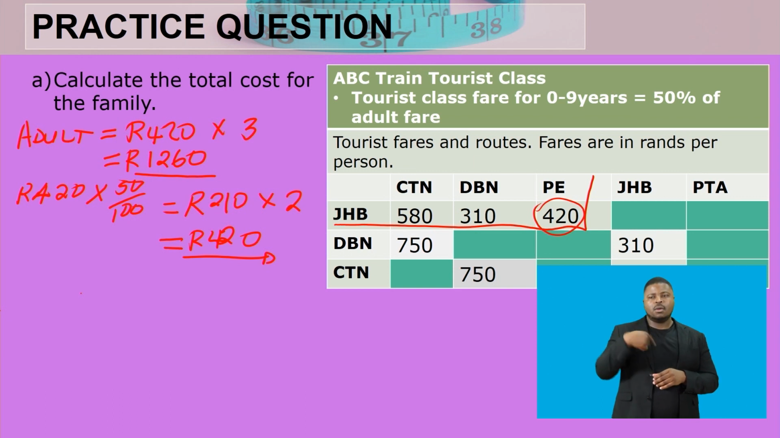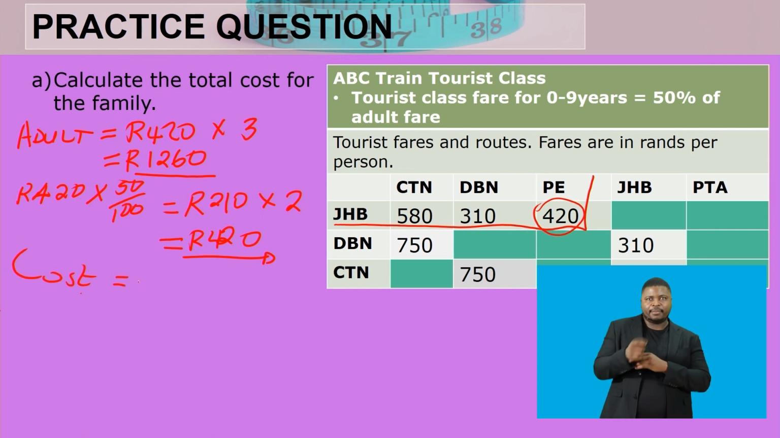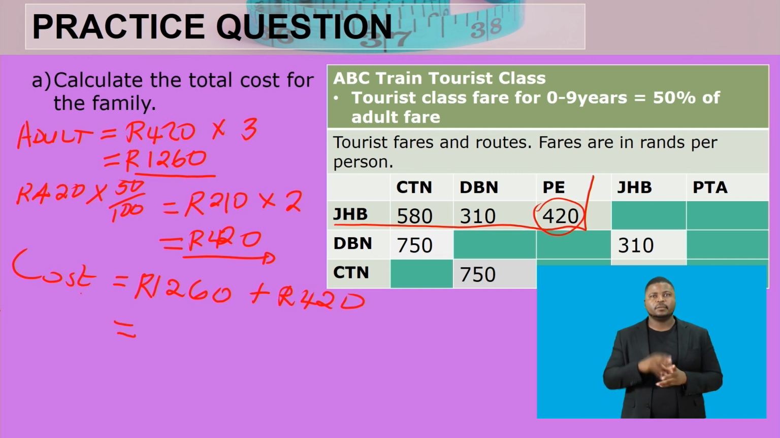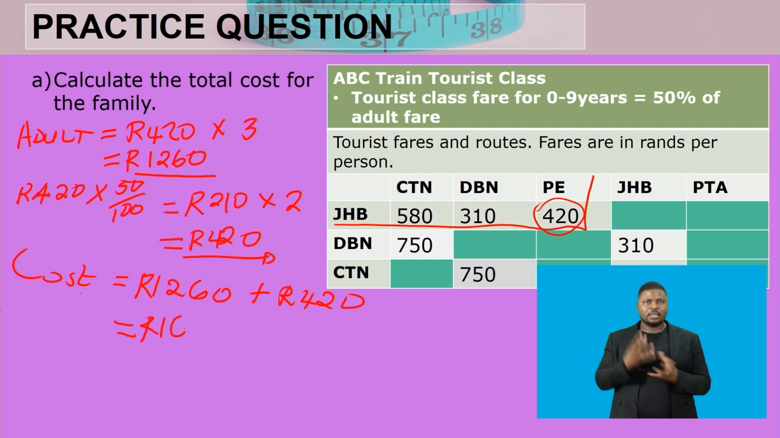Okay, then now we can calculate the total cost for Mr. Mbela's family. So we'll say cost is equal to the adult cost, which is 1,260, plus the twins' cost, which is 420. Let's punch it. 1,260 plus 420 gives us 1,680 rand. So this is what Mr. Mbele will pay for traveling from Johannesburg to Port Elizabeth with a family of 5.